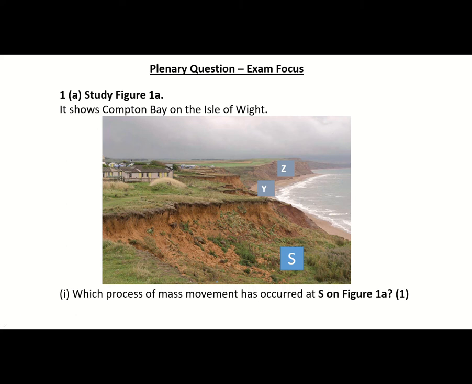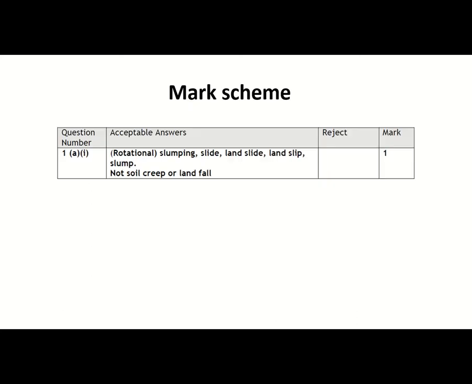I'll give you 30 seconds just to think about that, and then I'll give you some answers. So if you don't want me to reveal it, pause the screen. Okay, the answer is slumping or rotational slumping. They even allowed landslide, which they shouldn't.